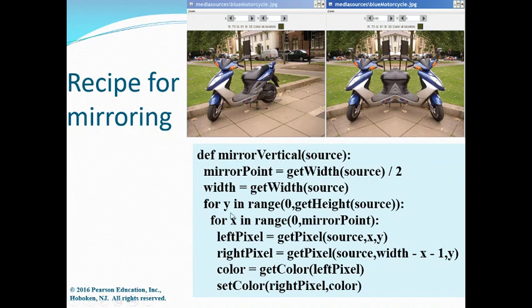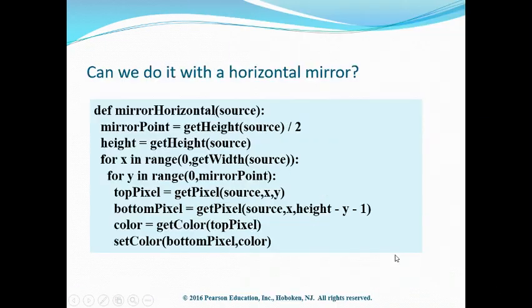So we go through the y's and we go through the x's. The x only goes to the mirror point, as we can see right there, right? Left pixel equals source x,y. Right pixel equals source width minus x minus 1 and then y. The color equals get the color, and then we set the color.